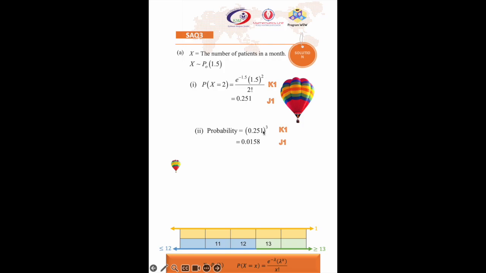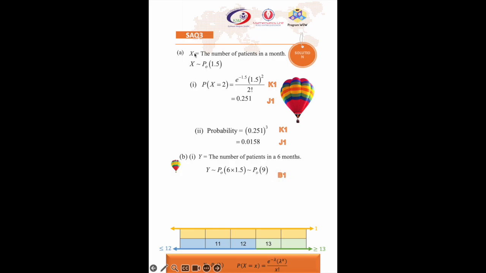And then the next part is 3 months, but also x equals 2. So you're just going to raise that to the power of 3. You're going to get K1 for raising that and J1 for the answer. And then the next part is for 6 months. So you're going to do Poisson with 6 times 1.5, so you're going to get 9. That is B1, for the distribution.